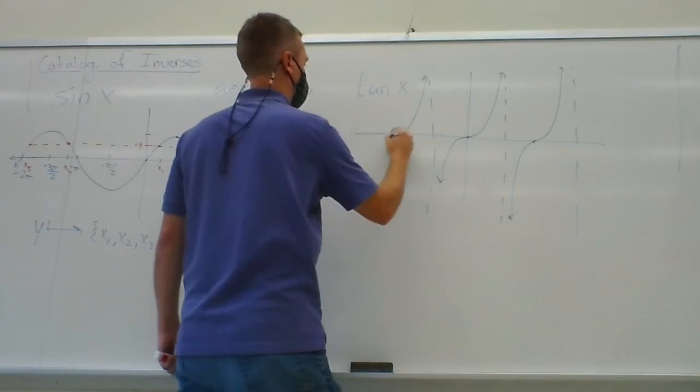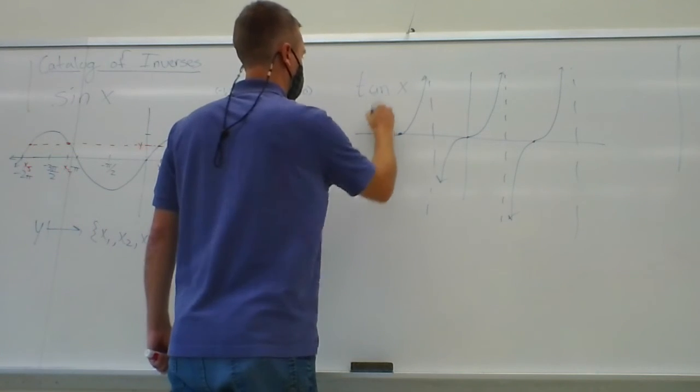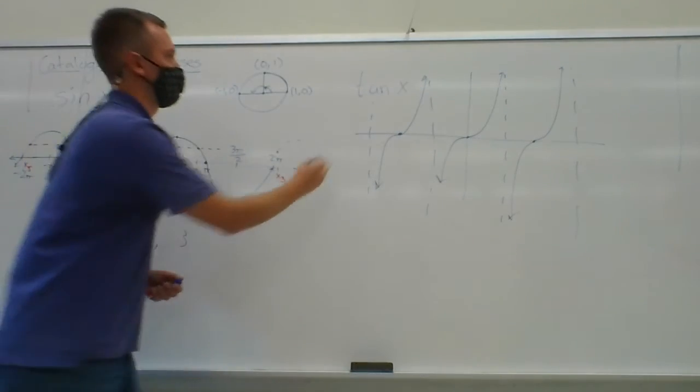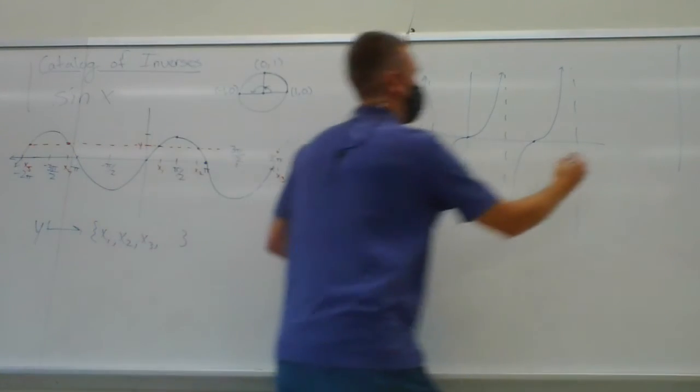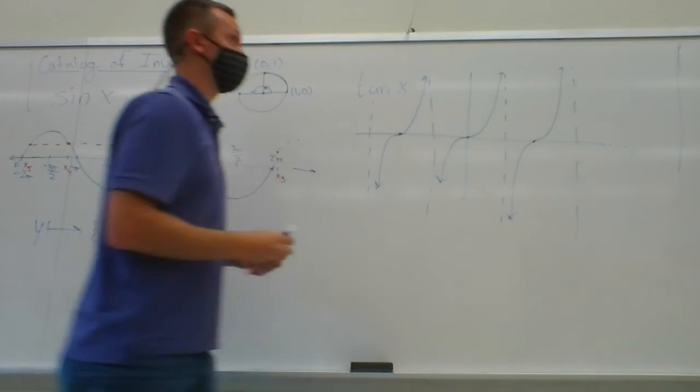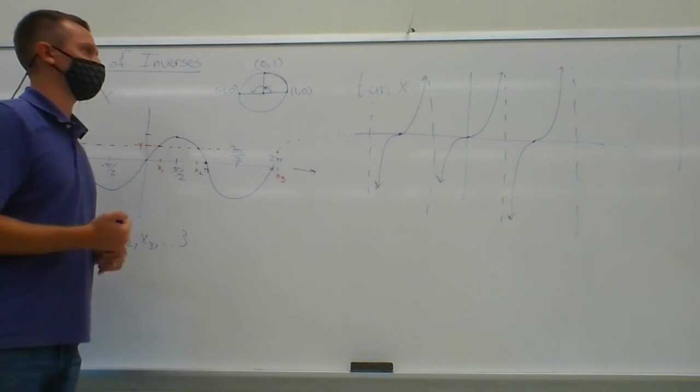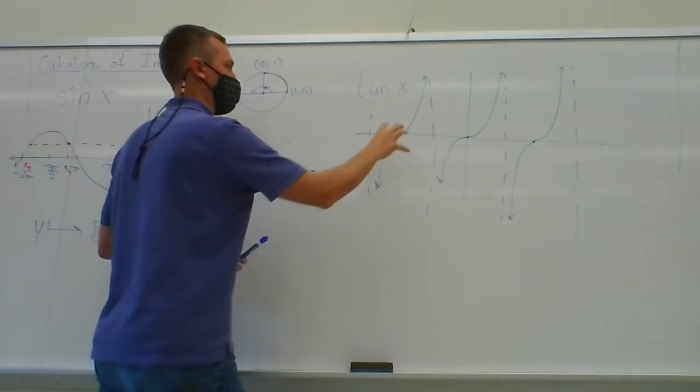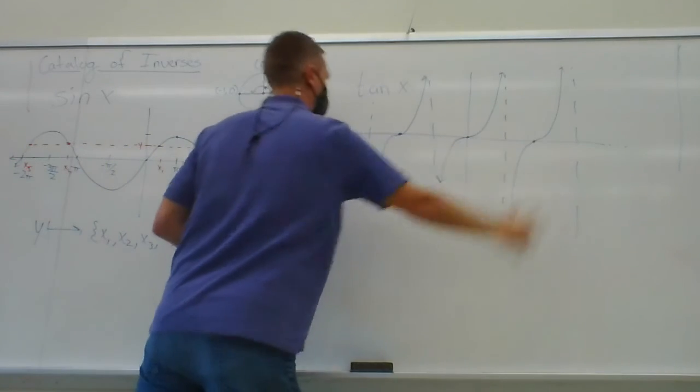Explain these dotted lines in just a second. Maybe I don't need to. Tangent repetitively. I always have to say that word multiple times, right? It plots this exact same sort of spiral thing.